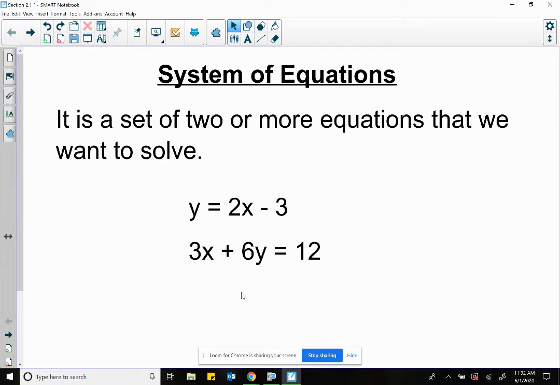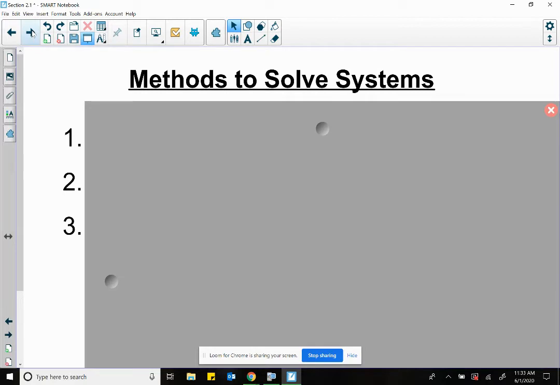But just so you know, they don't have to be linear. When you get to college algebra, you'll see that. So a system of equations is a set of two or more equations that we want to solve. In other words, we want to figure out what x and y equal for these two equations.